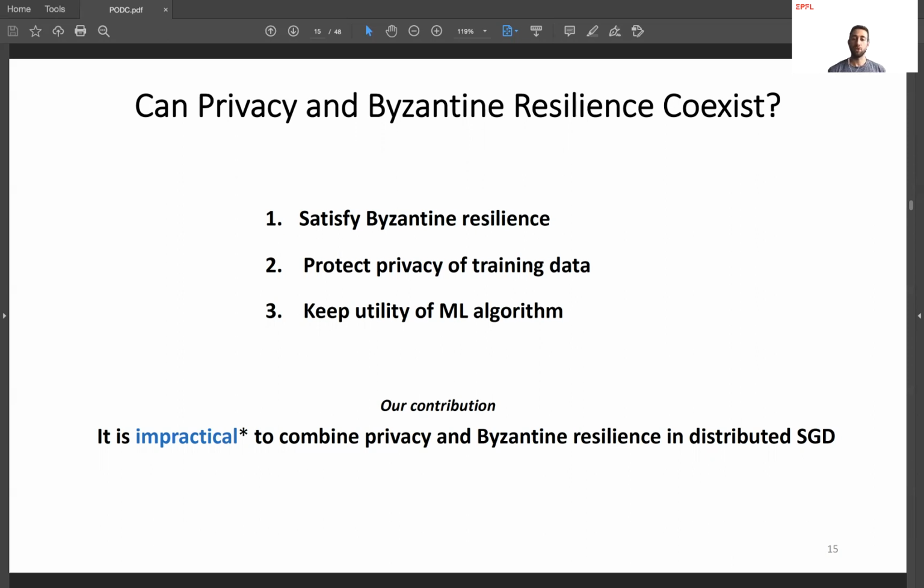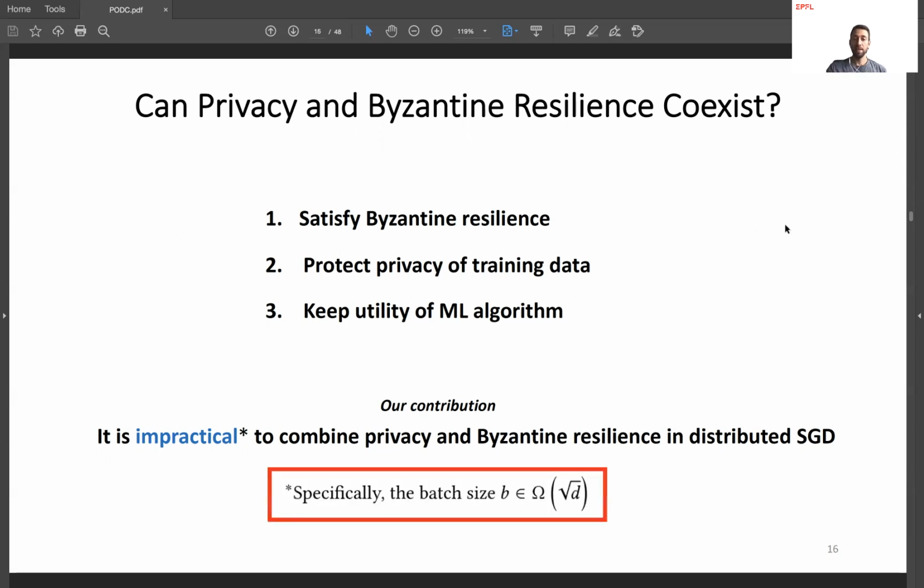So our main contribution and finding is that we show that it is quite impractical to combine privacy and Byzantine resilience in distributed SGD. And by impractical, we mean specifically the batch size that is used by the different workers to calculate gradients, denoted by B. It should be in the order of Omega of square root D, where D is the number of parameters of the machine learning model to be trained.